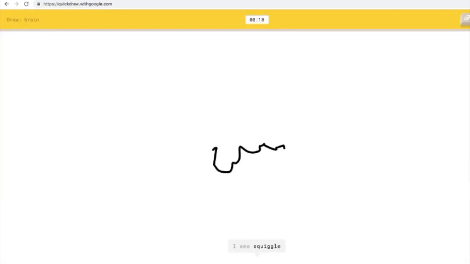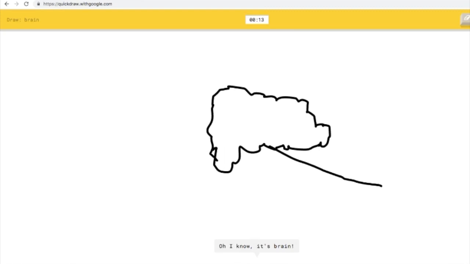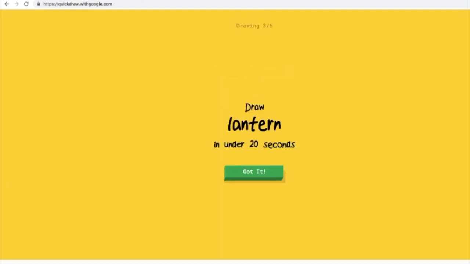Brain. Oh, this will be easy. I see squiggle or cloud or t-shirt or key. I see bottle cap or bush. Oh, I know. It's brain. Yay. Okay, the next one they want me to draw is lantern. And I can't remember what it looks like.